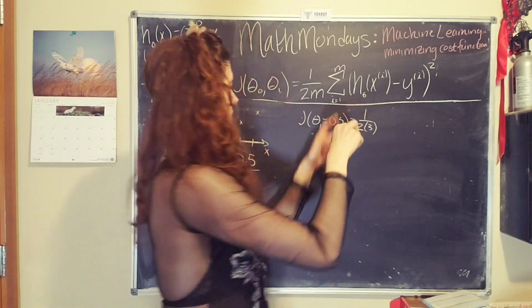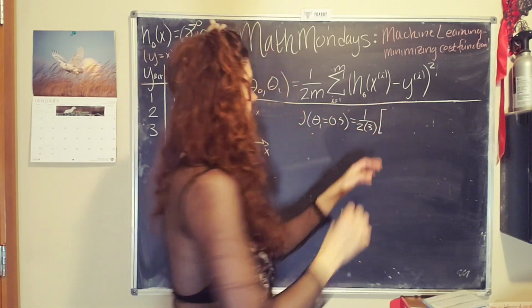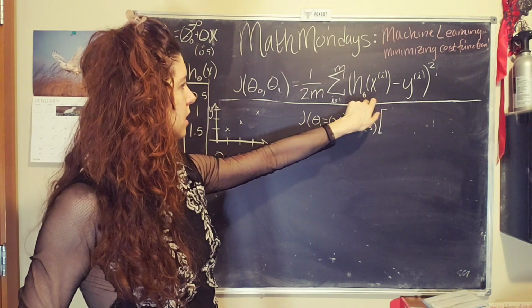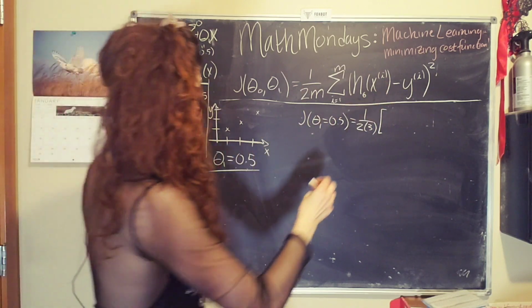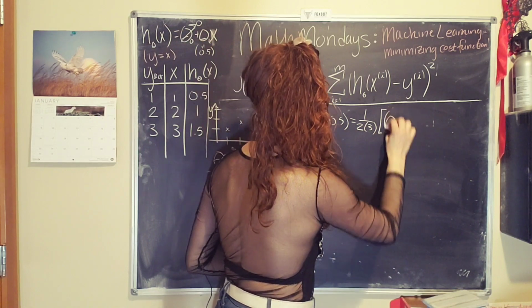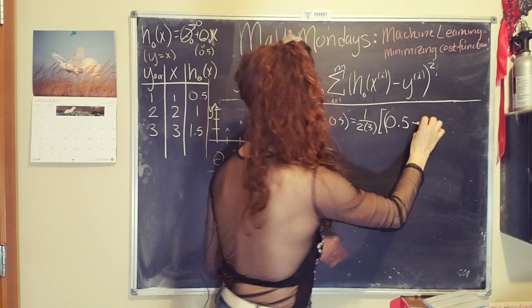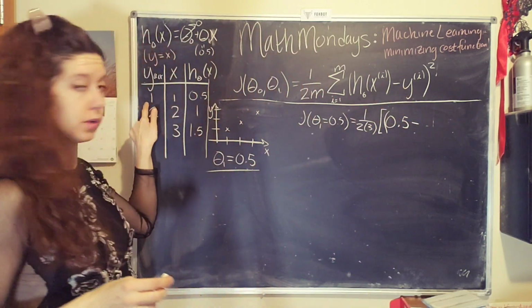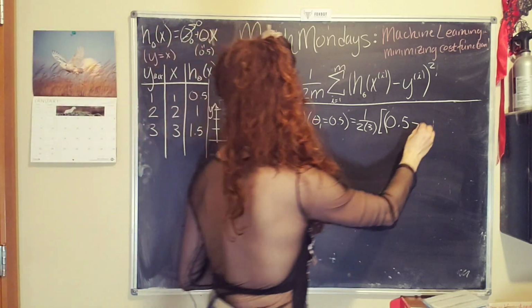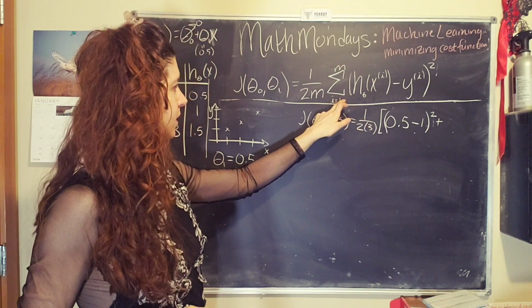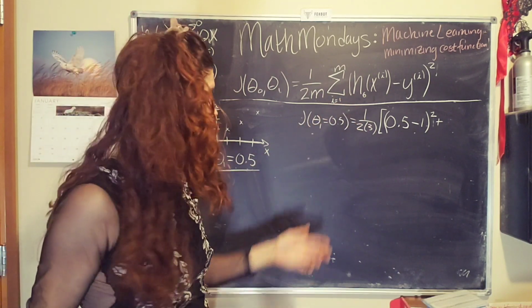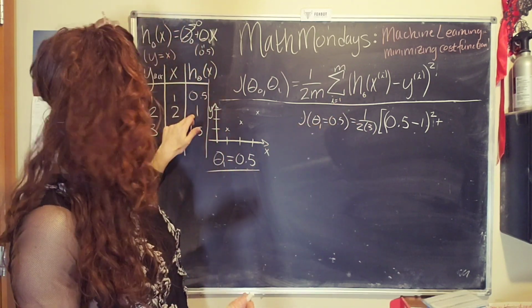And now we do the summation. So I'm going to put brackets. H theta of the first value is 0.5 minus, and the actual y value is 1. So minus 1, and we gotta square it. And then we add the second one, because that's what a summation means. So in this case, we move on to the second value.